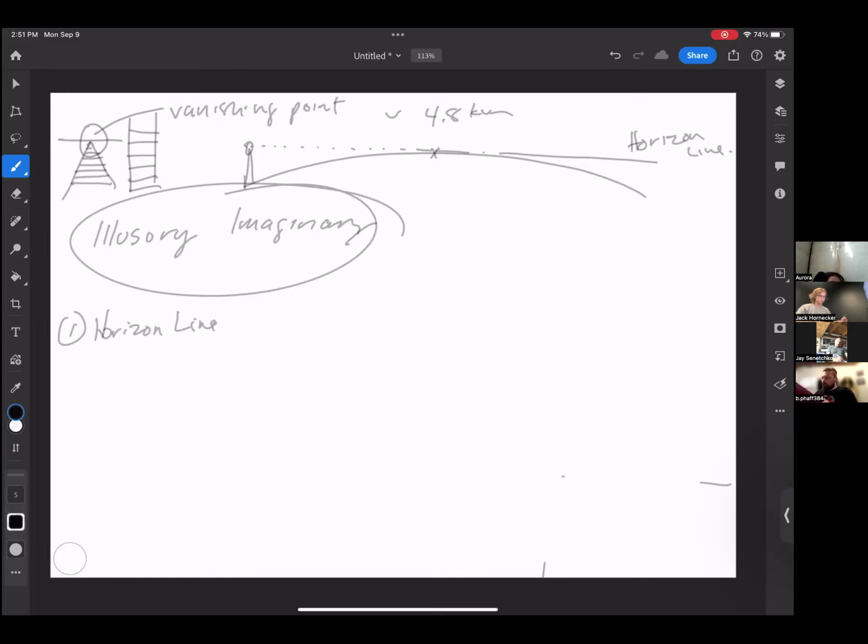Right? So if you're drawing in landscape or taking notes in landscape, or if you're taking notes in portrait, it doesn't matter, draw a line at about the halfway point of your piece of paper. That line is the first step in any perspective drawing, your horizon line.